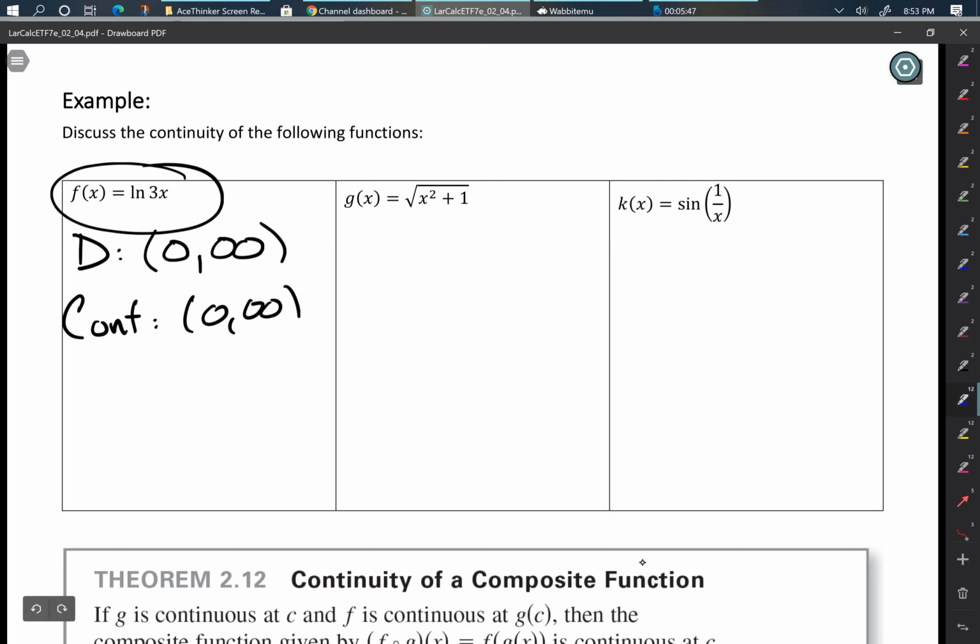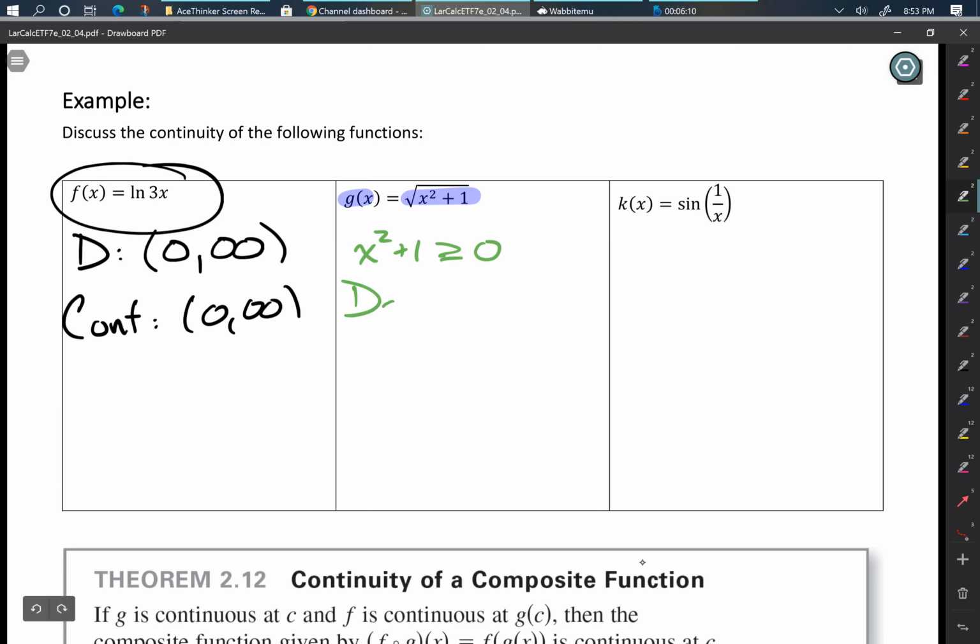All right. Where is the function g of x equal to the square root of x squared plus 1 continuous? Well, it's a radical function, so it's continuous on its domain. So it is continuous whenever x squared plus 1 is greater than or equal to 0. Well, x squared plus 1 is greater than or equal to 0 for all x's.